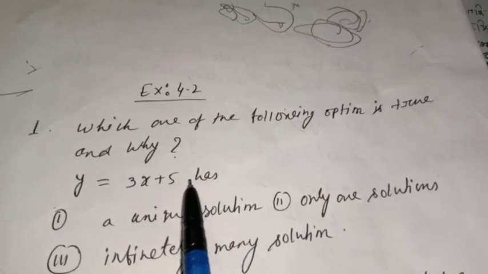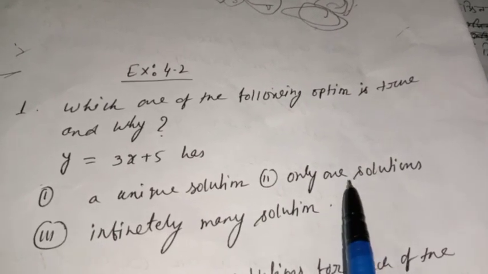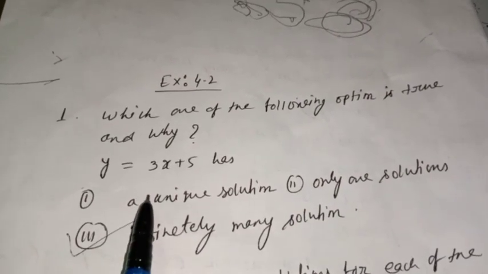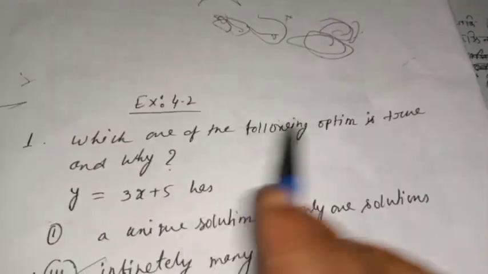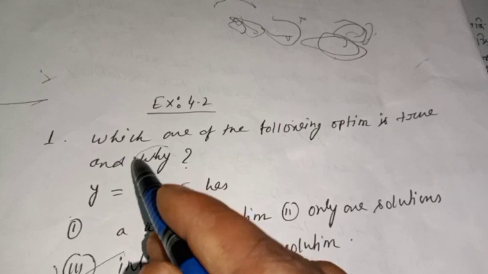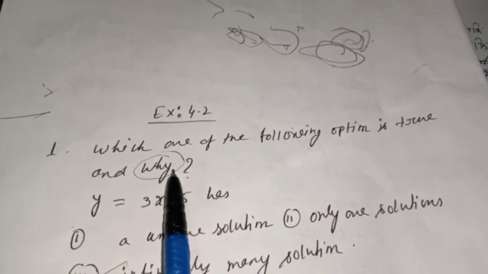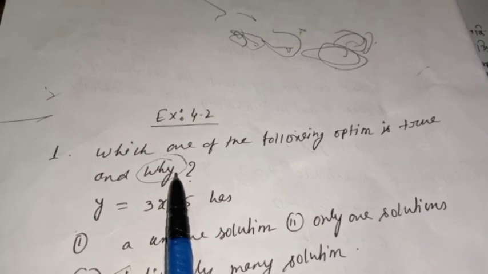So this is an MCQ type question. Then you can say number 1 unique solution, number 2 only one solution, number 3 infinitely many solutions. Obviously the answer is what? Infinitely many solutions. Just now I have explained about this. Clear? Next. Which option is true and why? Why?